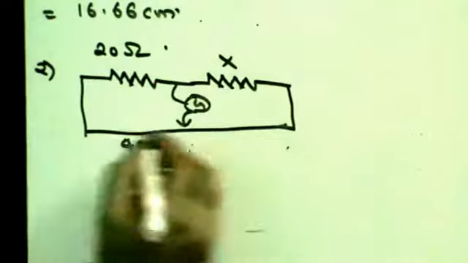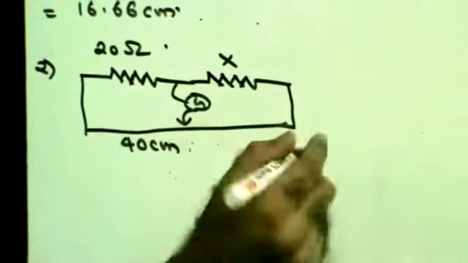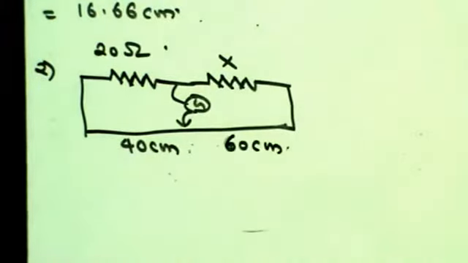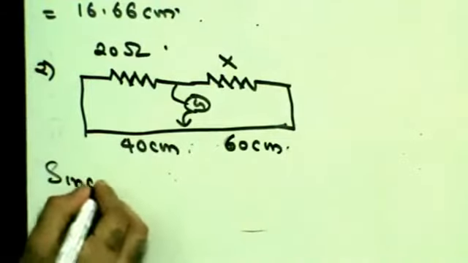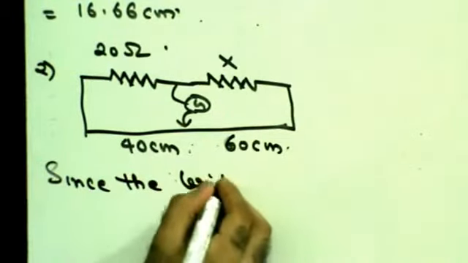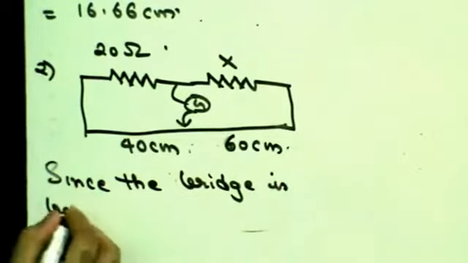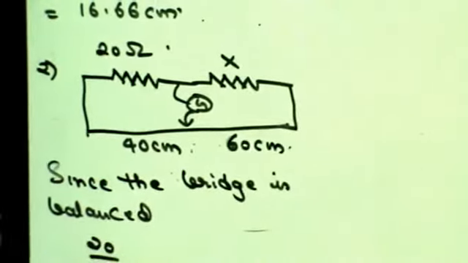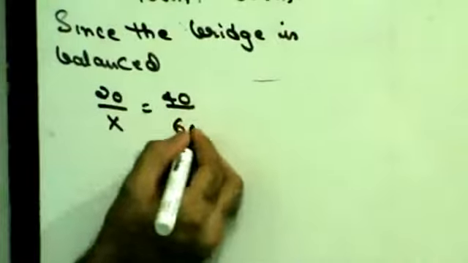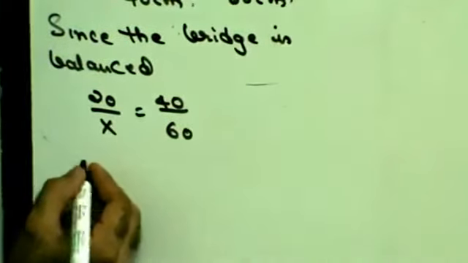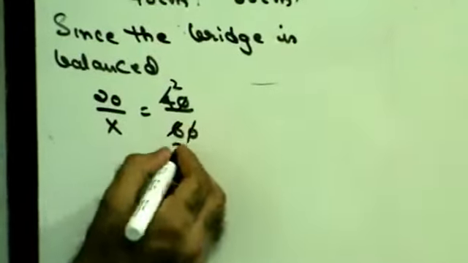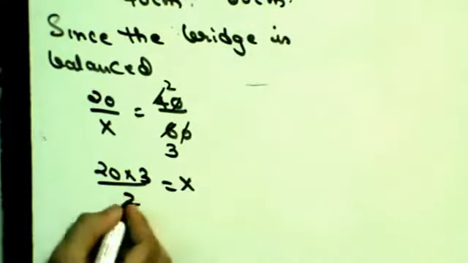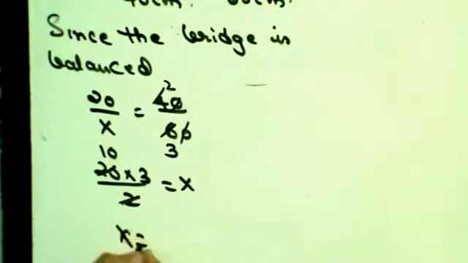Now first of all, let's see this. If this is 40 centimeters, we know that the length of the meter bridge wire is 100 centimeters, so this has to be 60 centimeters. Okay, now since the bridge is balanced, I can say that 20 upon x is 40 upon 60. So I'll come to know my value of x. This is 2, this is 3. So 20 into 3 divided by 2 is x. So x is going to be 30 ohms.